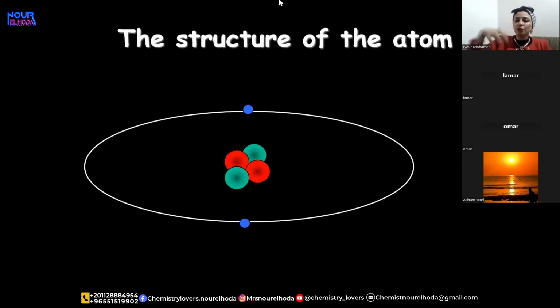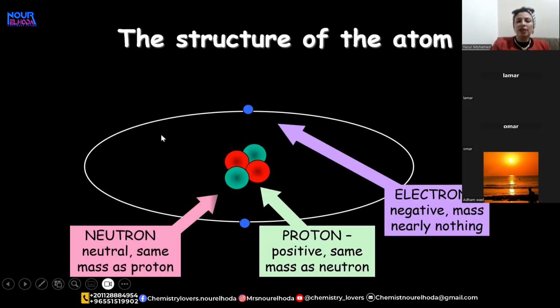Now, what are the types of particles that are found inside my nucleus? I have two types of particles. The first one is the protons, and the second one is the neutrons. Once again, this is my nucleus, in the center of the atom. I'm going to have electrons, and they are rotating around my nucleus. They are so fast. And inside the nucleus, I have two types of particles. The first one is the proton. The second one is the neutron.